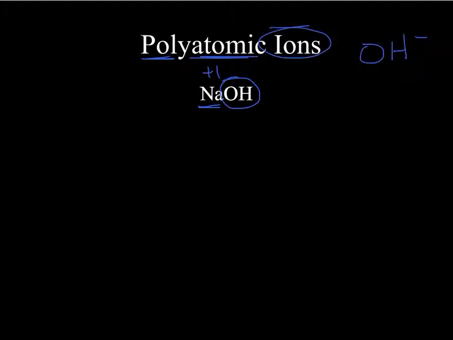Now, how you name it is the exact same way we named our other ionic compounds. Name your cation, name your anion. So, your cation here is sodium, so you name sodium, sodium, and you're going to name your anion hydroxide. So, your final name, sodium hydroxide.